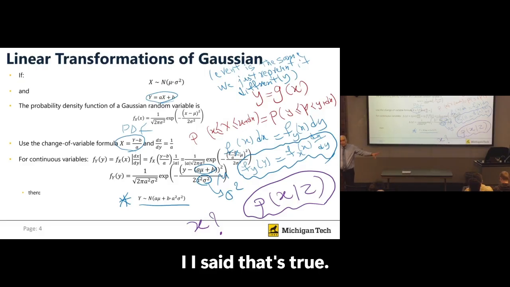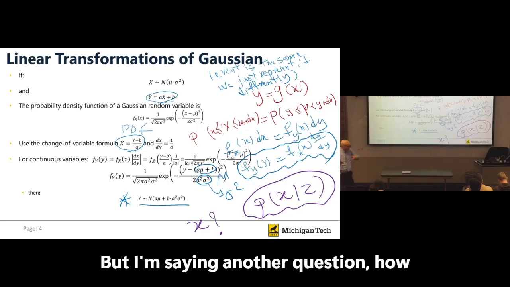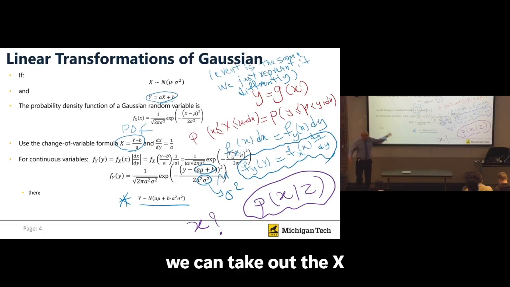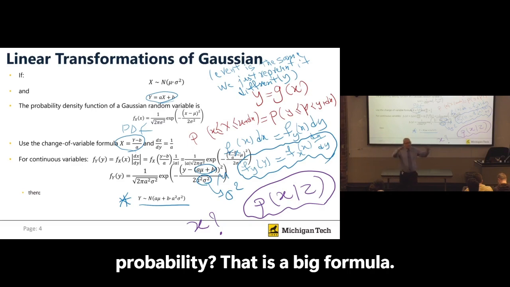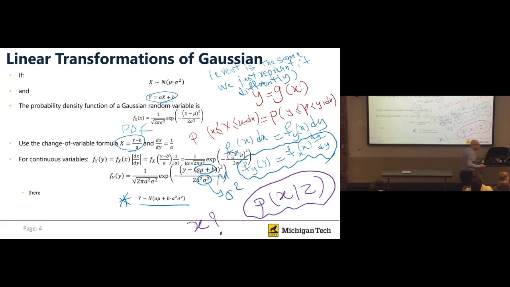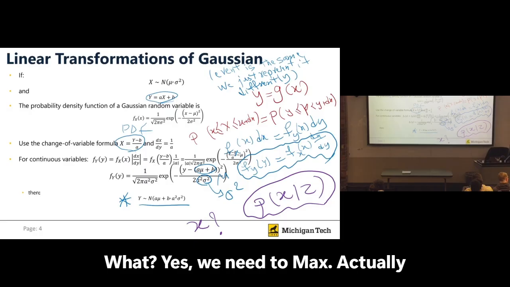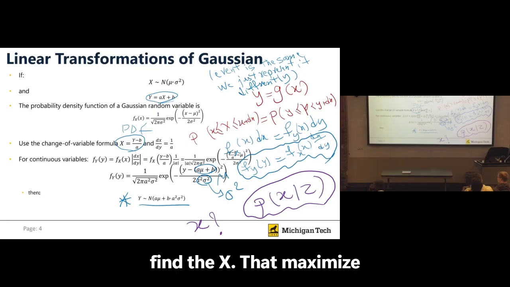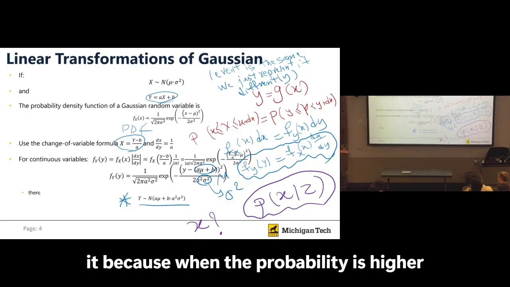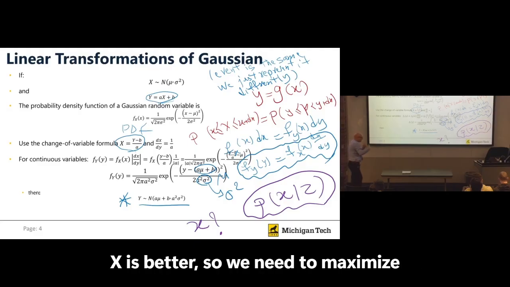I said that's true. But I'm saying another question: how we can take out the x that is unknown from that conditional probability. That is a big formula. We need to maximize, actually. We need to find the x that maximizes it, because when the probability is higher, x is better. So we need to maximize this.